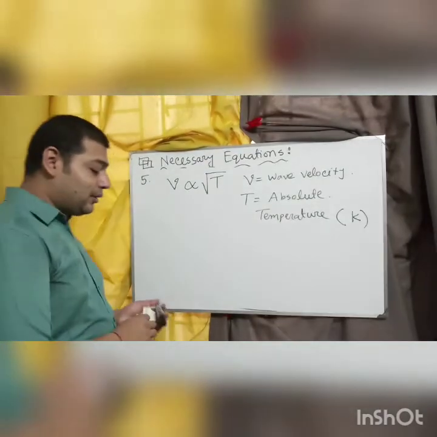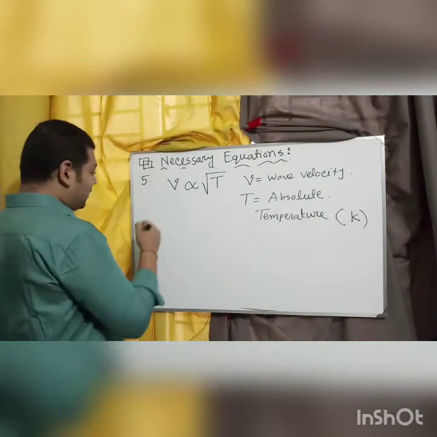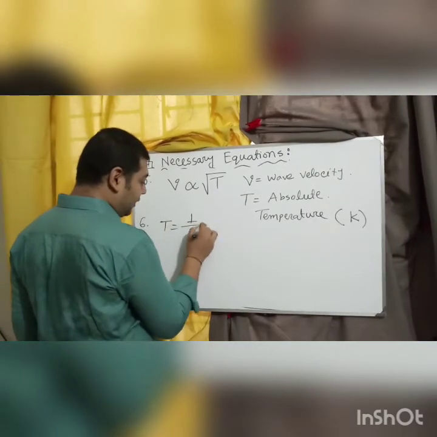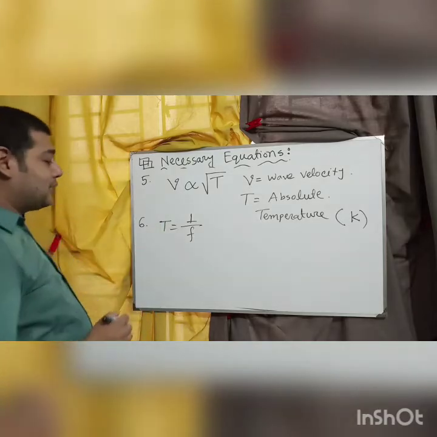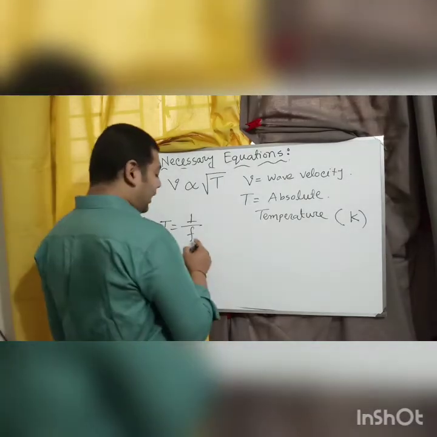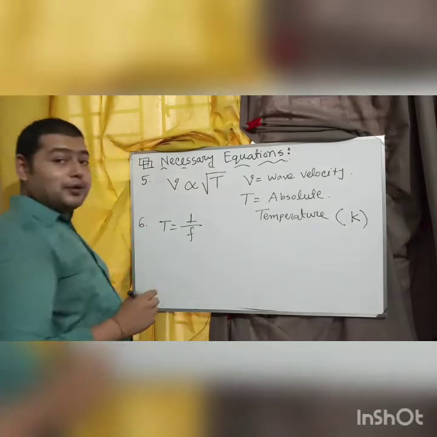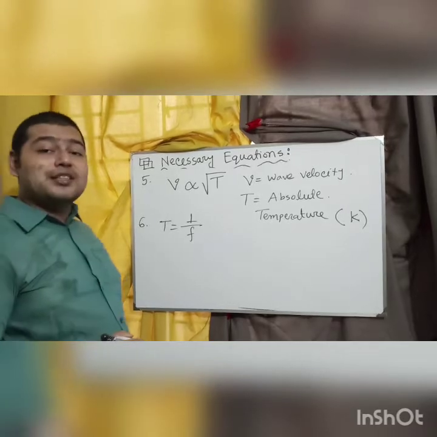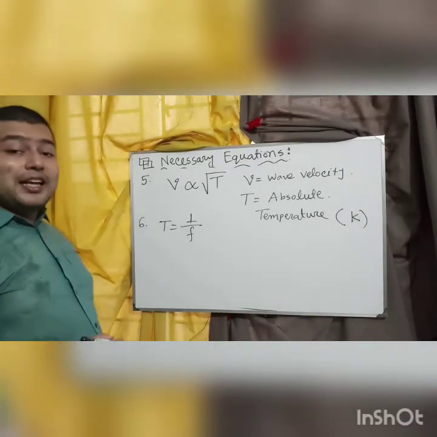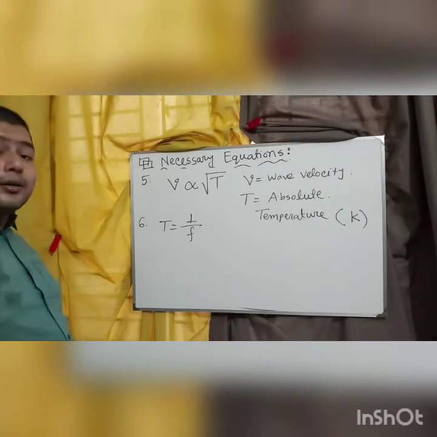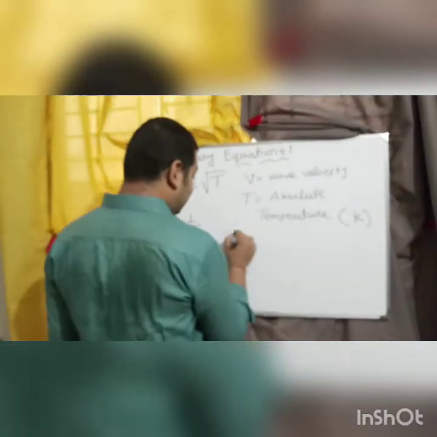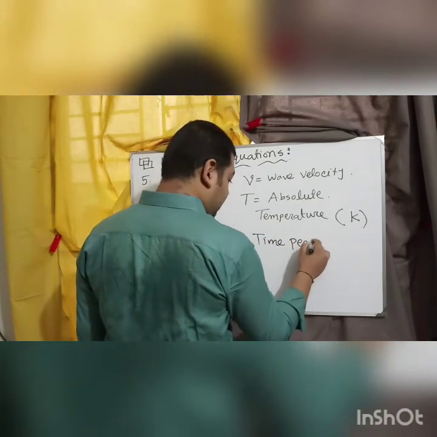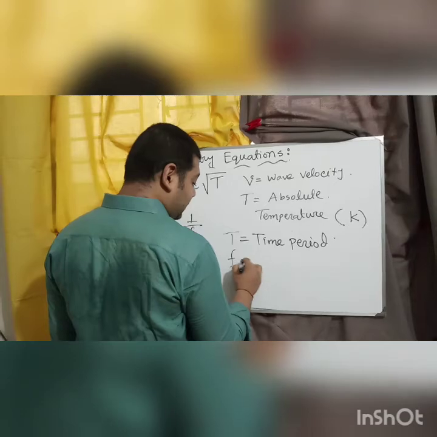Now our another important equation, equation number 6, is T equal to 1 by F. Here T is not temperature, here T is time period and F is frequency. So time period is inversely proportional to the frequency of the wave. Okay, here T is not temperature, T is time period, and F is called frequency.